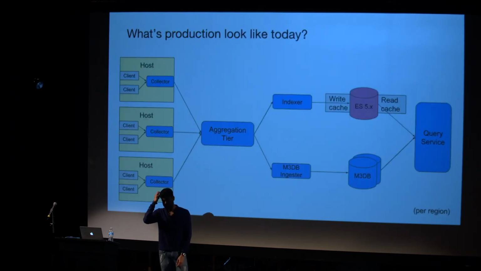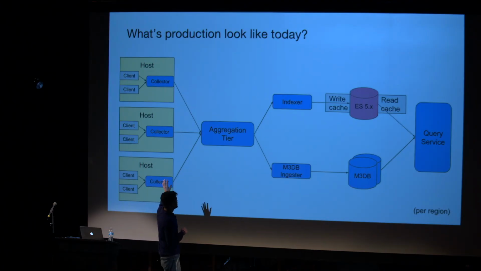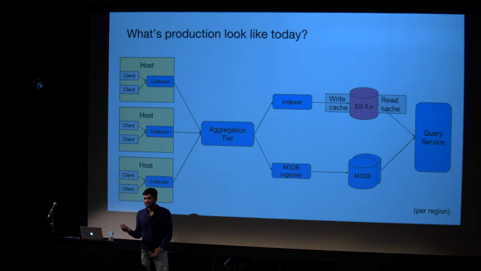What does production look like today for us? This is our stack per region. We have agents running on hosts and remotely in other cases that people push metrics to. These guys can scrape metrics as well. They funnel all their metrics to an aggregation tier. This aggregation tier is another custom thing that I'll talk about. It has some really great properties. This is the thing that takes the 500 million, 600 million writes a second, and we didn't even recognize it. Scales like a, yeah.